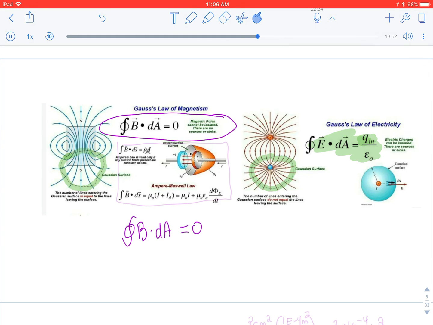I will be talking to you about Ampere's law a little later. But for right now, we don't have to worry about this section. We can just ignore this section for right now.